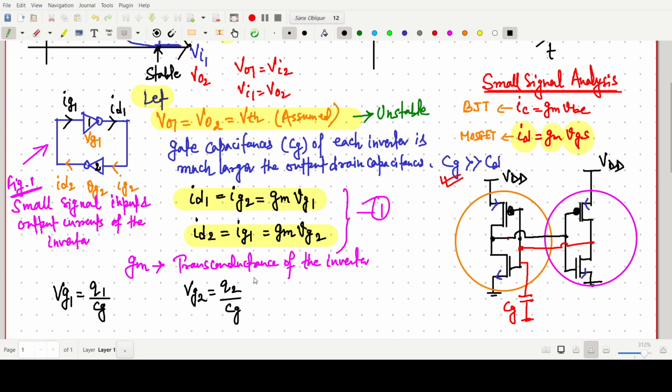Because we know the fundamental equation, Q equals CV. So the gate voltage can be written in terms of the charge Q1 divided by the capacitance across the gate Cg. So V1 equals Q1 by Cg and V2 equals Q2 by Cg.